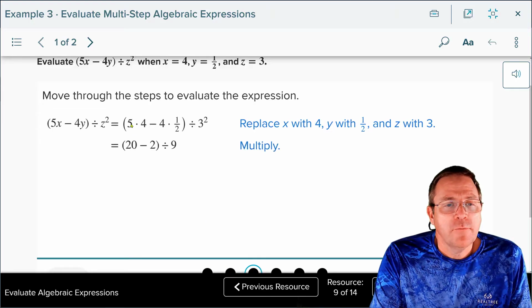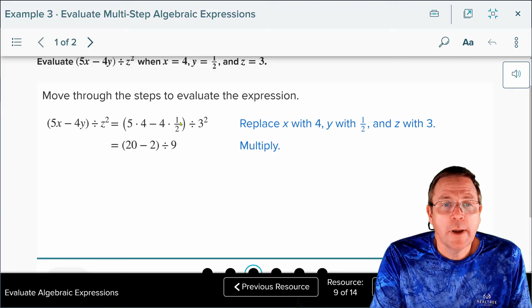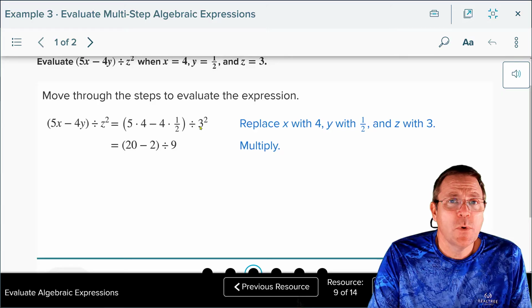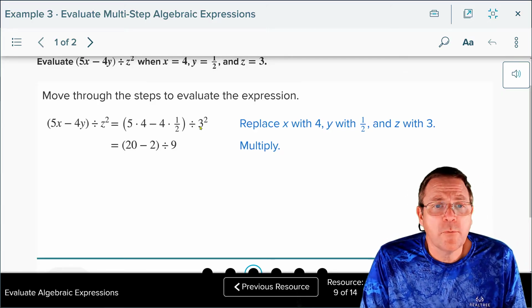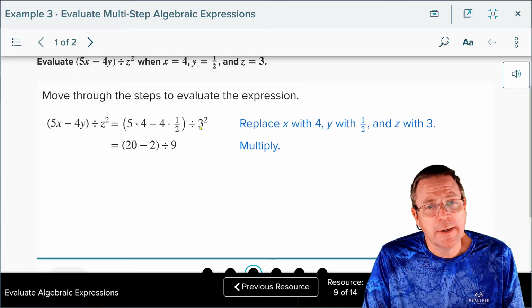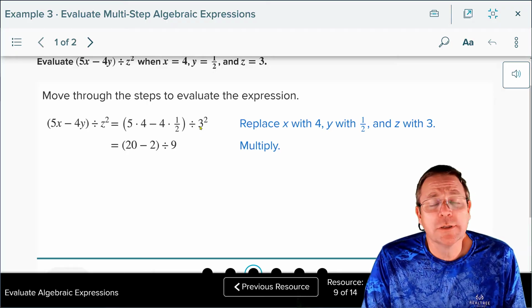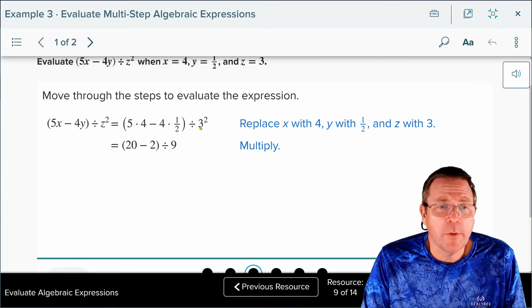So we're going to do 5 times 4, which is 20, and 4 times 1/2, which, half of 4 is going to be 2. They went ahead and squared the 3 as well. Personally, I would have preferred if they'd waited on that because it doesn't exactly follow the order of operations, but it does work for this problem.